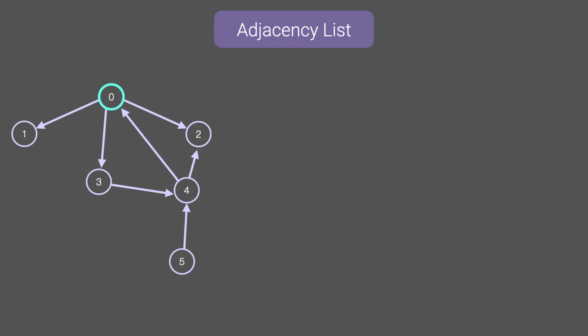And this representation is perfect if we have a sparse graph, because an adjacency list is simply an array of linked lists, or sometimes a hash table of linked lists. In fact, it's very similar to the separate chaining technique that we've seen in the introduction to hash tables video. So let's take a look at it.